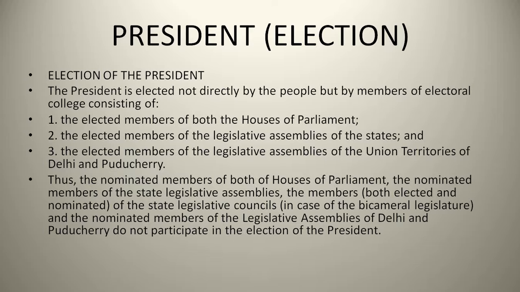Here we can keep in mind that nominated members of both the houses of Parliament and legislative assemblies of the states do not participate in the election of the President, and members, both elected and nominated, of state legislative councils in which there is a bicameral legislature do not participate. 6 states, now 7 states in India, have bicameral legislatures. Members of those legislative councils do not participate in the election of the President.